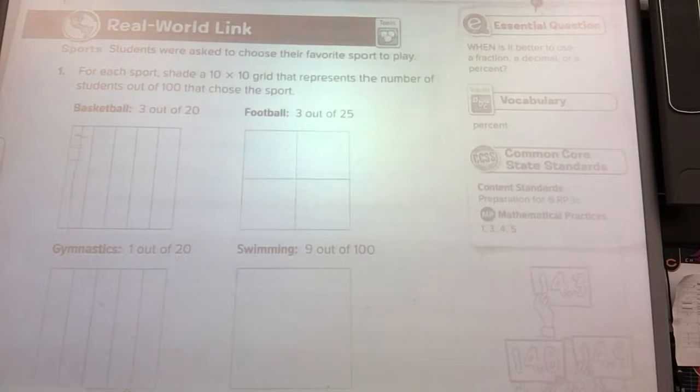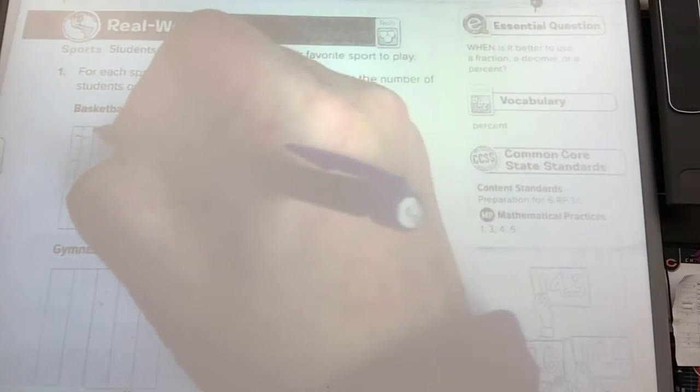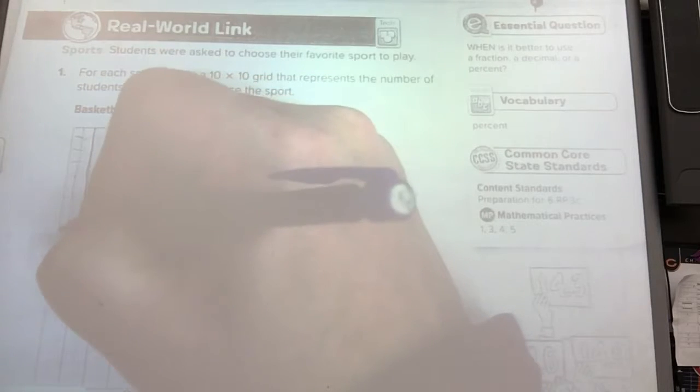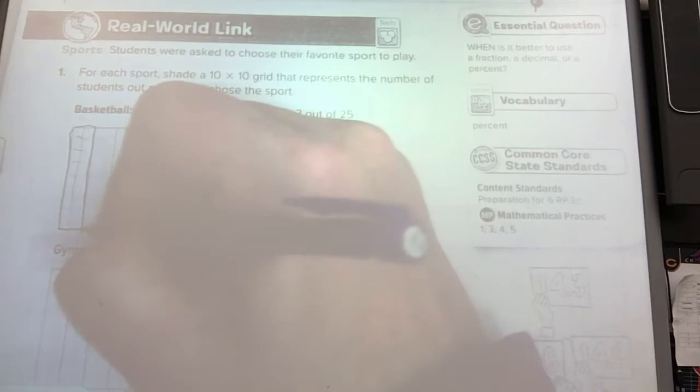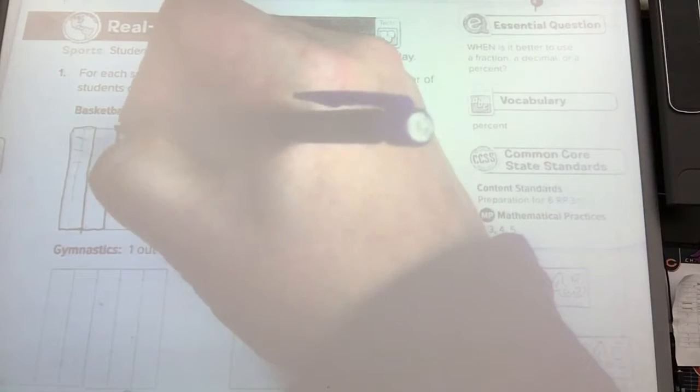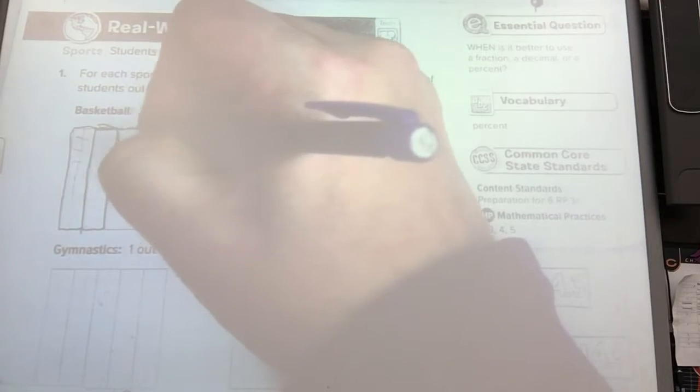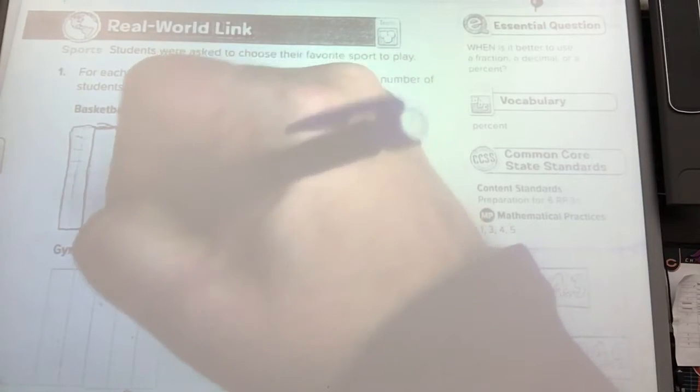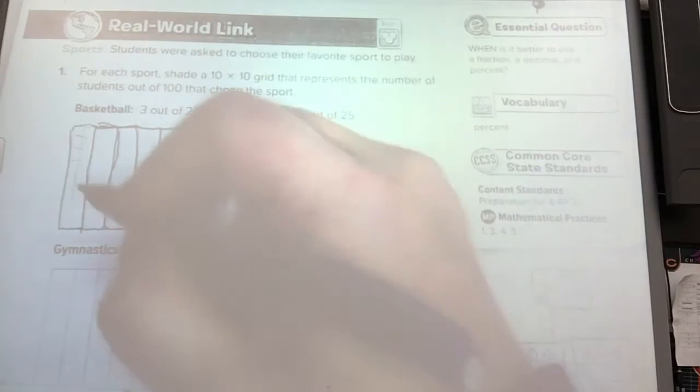So 3 out of 20. If we look at 3 out of 20, it looks like every one of these rectangles here is 20. So you've got 20, 40, 60, 80, 100. Each one of these represents 20.